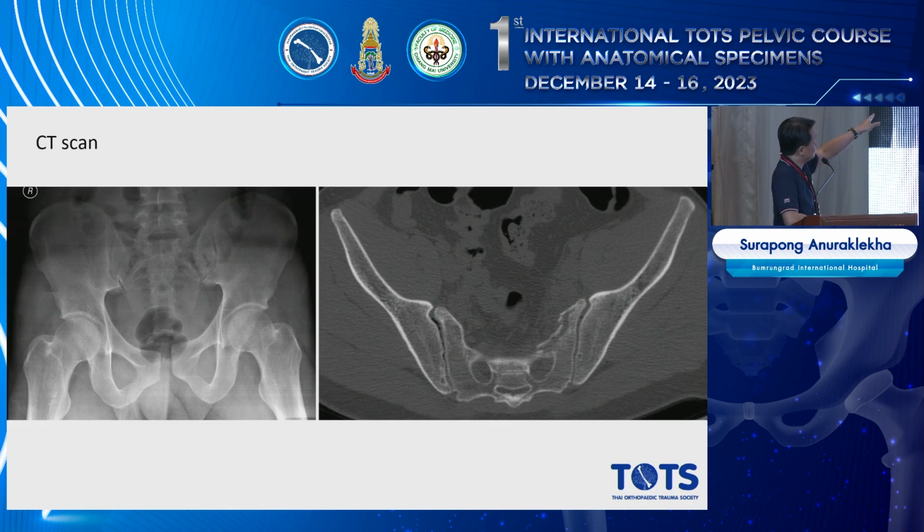For example, if you look at this case, you can see that there is some injury to the pelvic ring. You can see the separation at the pubic symphysis. For sure, there will be some injury to the backside. The CT scan shows you very clearly that there is a sacral fracture over the left side that shows the posterior ring injury.